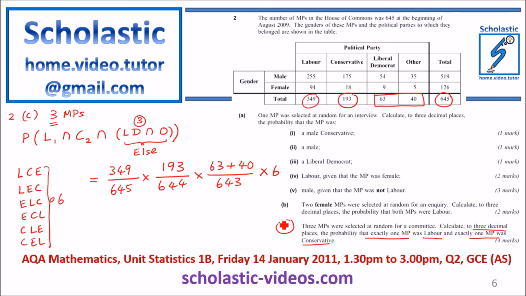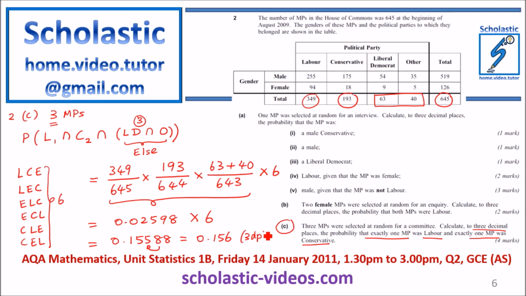So when you simplify this one, we get 0.02598 multiplied by 6, which is approximately 0.15588, or approximately 0.156 to 3dp. This 8 makes this 5 into 6 because 8 is more than 5. So this is 3dp. That is our final answer. So that's the answer to question number 2 of the AQA Mathematics Unit Statistics 1B, January 2011 GCE examination. Thank you.